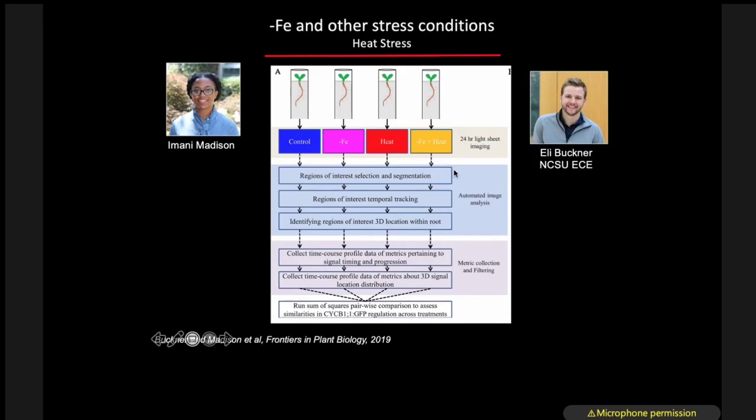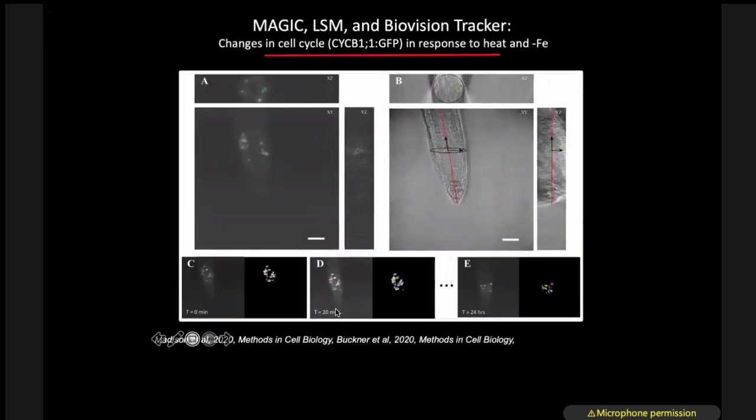And then Eli created an automated image analysis and filtering pipeline to look at this signal over time using light sheet microscopy. With light sheet microscopy, we were able to capture images over a 24-hour time course, looking at the signal for cyclin B1 in specific cell types. And processing these images using software that he developed called BioVision Tracker, we were able to see changes in the cell cycle in response to heat shock, iron stress, and a combination of the two.